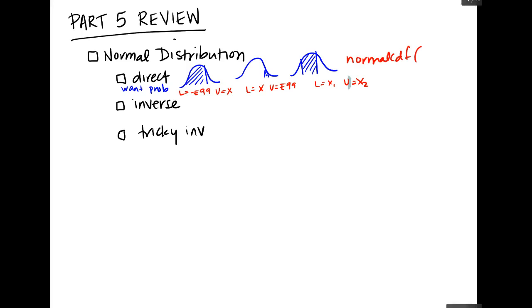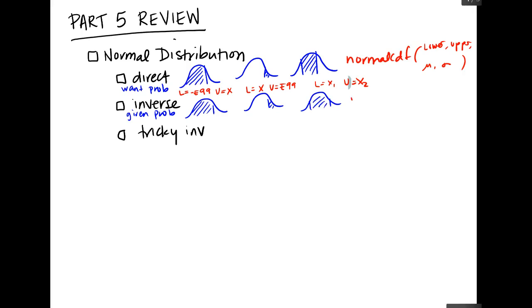And if you don't have the wizard, maybe a reminder that normal CDF gets fed lower, upper, and then the mean and standard deviation. Inverse questions, these you're going to be given the probability, and we're going to be looking for a value. And again, 3 different possibilities. The probability is on the left, probability was given on the right, or you were given a middle probability, right?